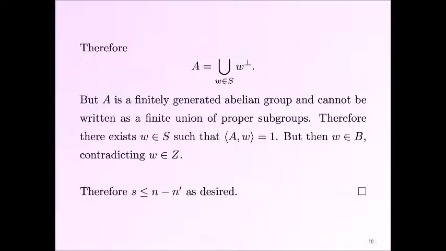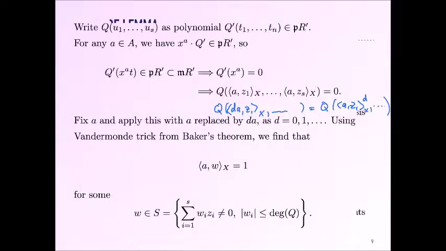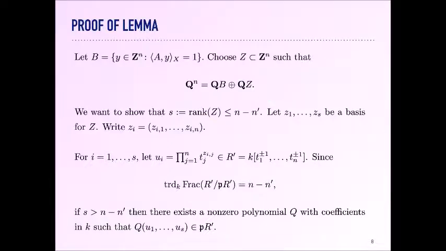So that means there exists a W in S such that the whole group A dot W is 1. But that means that W is orthogonal to A, which was the definition of B. B was the set of elements orthogonal to A, and so W is in B. But where did we start? We had our W as some linear combination of the Z's, and the Z's were a basis of Z, and Z was a complement to B. So it can't lie in B and Z at the same time unless it's 0, but it's not 0. So that's a contradiction.